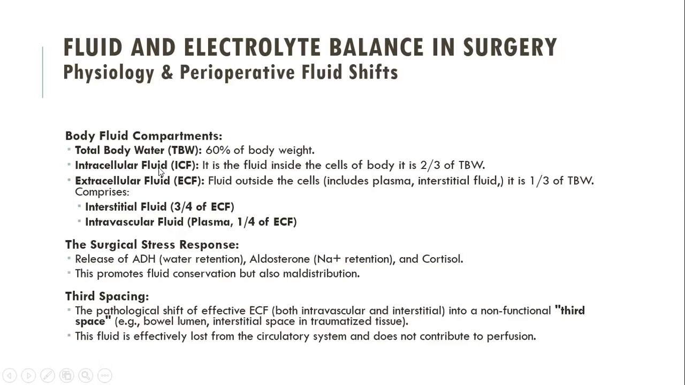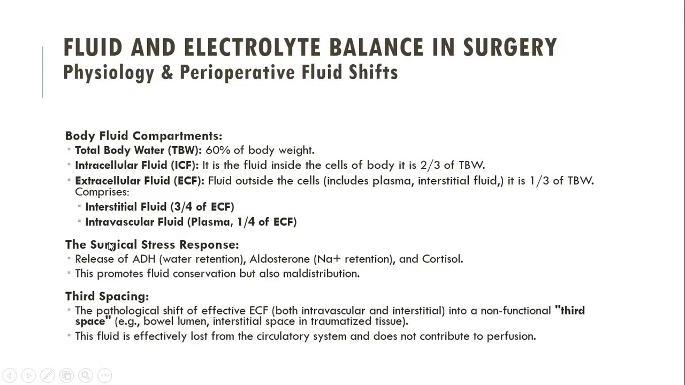Now, what is intracellular fluid? Basically, it is the fluid inside the cells of the body, and it is two-thirds of total body water. What is extracellular fluid? It is fluid outside the cells, and it includes the plasma and interstitial fluid, and it is one-third of the total body water. Now, again, the extracellular fluid is basically divided into two kinds of fluids. One is interstitial fluid, which is three-fourths of the extracellular fluid, and one is intravascular fluid, that is the fluid in the plasma, and it is one-fourth of the extracellular fluid.